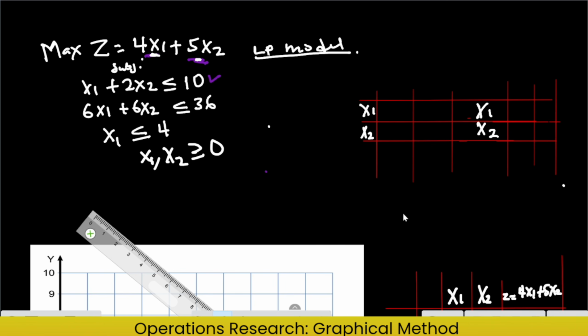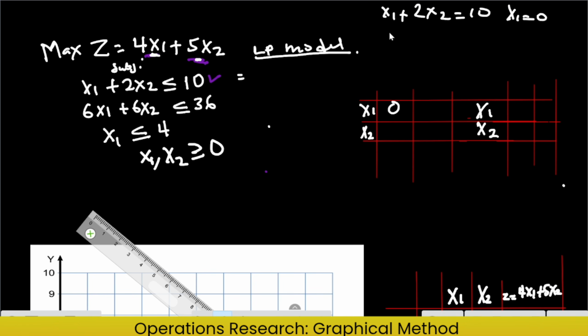In solving the LP model, there are certain rules that we need to consider. The first is to convert all inequalities to an equal sign. So that means we have x1 plus 2x2 equal to 10. The second is to set one of these parameters to 0. Assuming we set x1 equals 0, what will be the effect on x2?